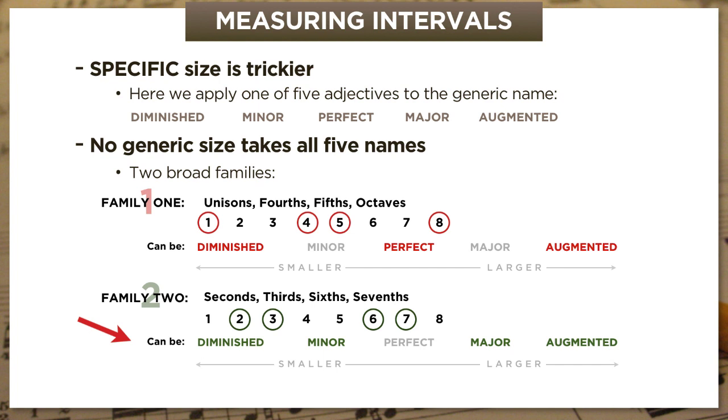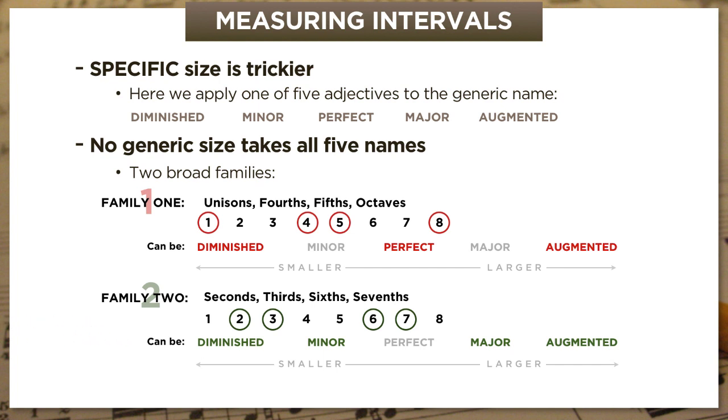So in addition to telling us what interval sizes are available, this also tells us which ones we'll never see. If you look at family 1, for instance, fifths fall into family 1. You will never encounter a minor fifth. That's simply not possible. Just like in family 2, none of these can be perfect. There are no perfect sixths. There are no perfect sevenths.